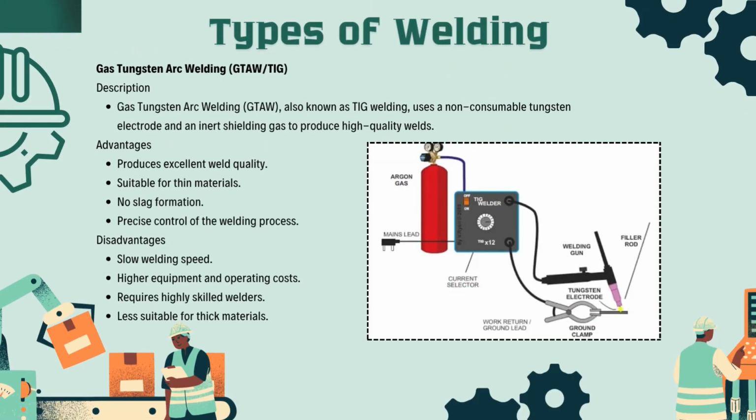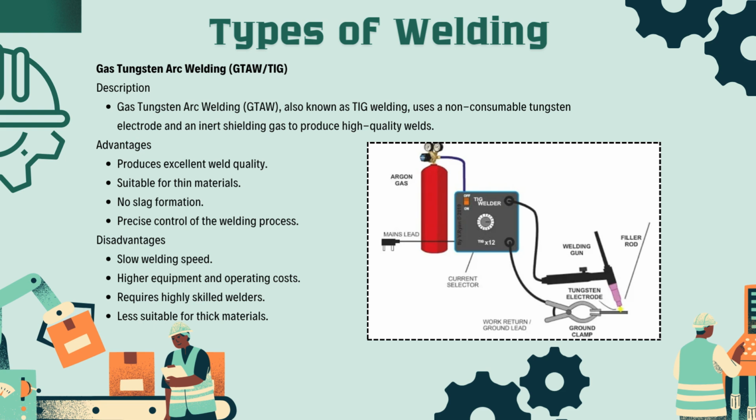The third type is gas tungsten arc welding, also known as TIG welding. TIG welding uses a non-consumable tungsten electrode together with an inert shielding gas to produce high-quality welds. It provides excellent precision, creates clean welds without slag, and is ideal for thin materials such as stainless steel and aluminium. However, TIG welding has a slower welding speed, higher operating costs, and requires highly skilled welders.